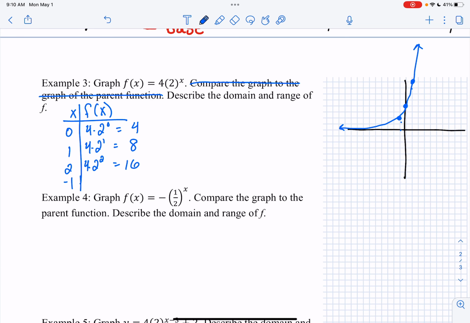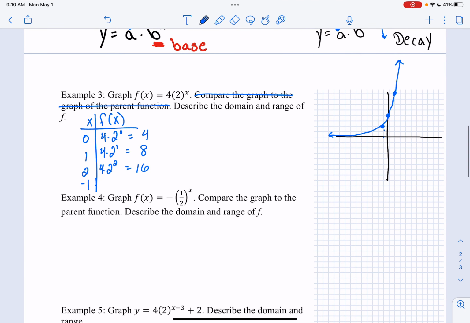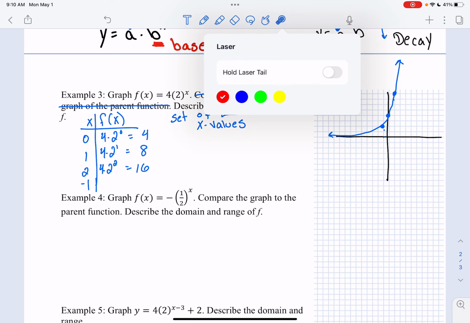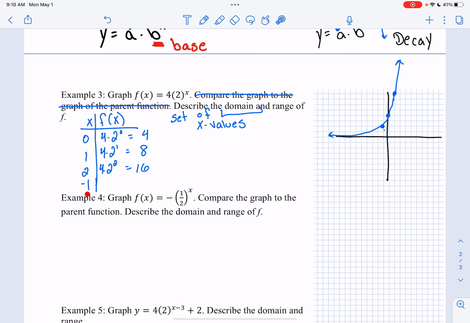Okay, so now next we want to describe the domain and range. If we don't remember, domain is your x values, the list of all possible x values. So it's the set of x values. What x's can I put into this function? I like to look at my table. Was I restricted in any way with what numbers I picked over here? Are there any numbers I can't pick? Okay, so if we look, is there any number I can't put in for an exponent? I can put in positives, I can put in negatives, I can put in 0, I can put in fractions.